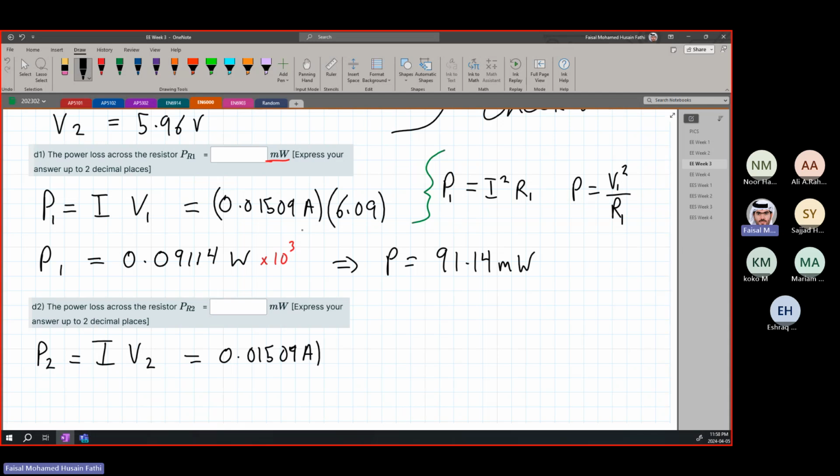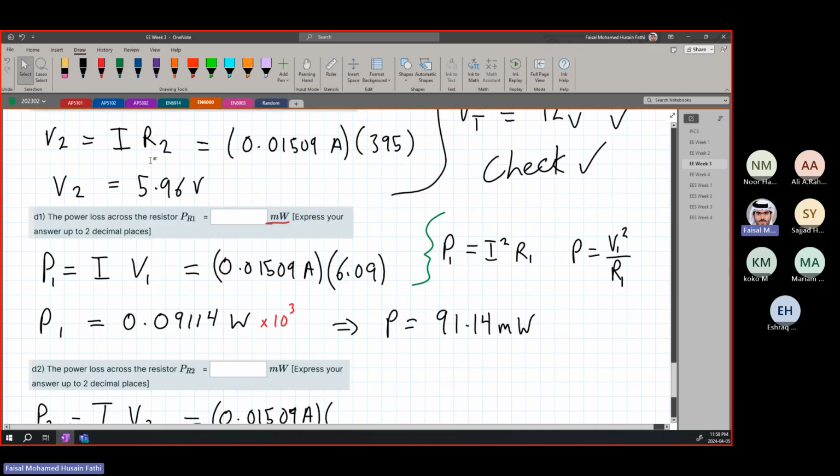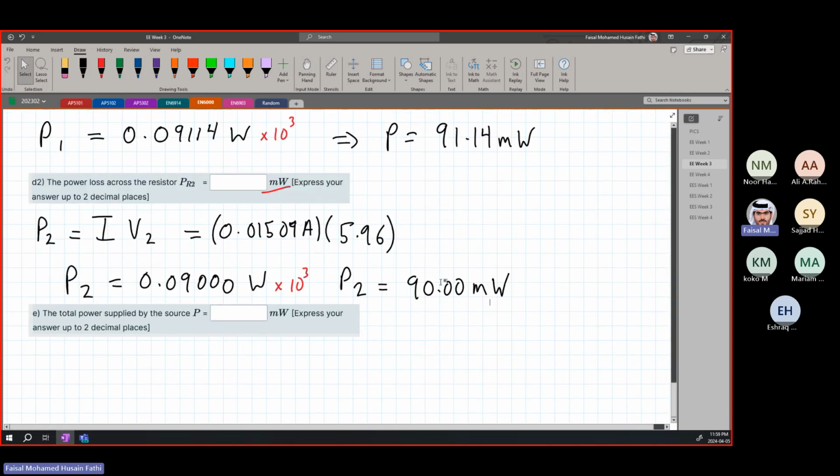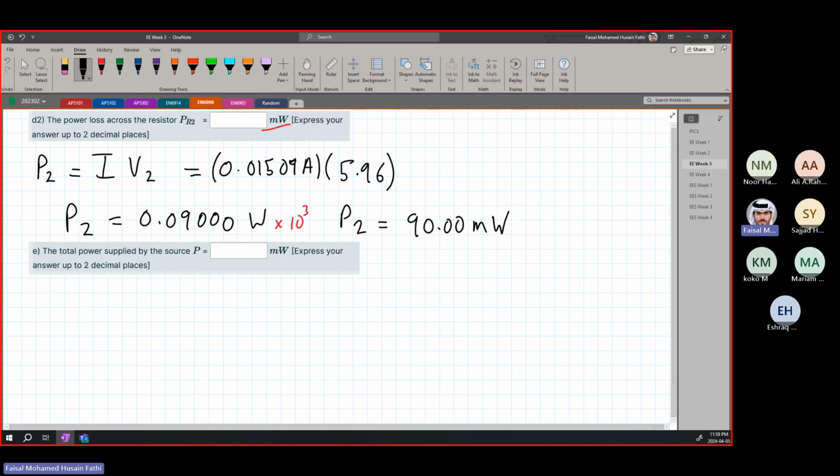0.01509 amperes times the voltage V2, which is 5.96 volts. So P2 is going to be equal to 0.0900 watts. And then again the question is asking in milliwatts, so we multiply this by 10 to the power of 3 to get it in milliwatts. So it's going to be 90.00 milliwatts. Okay?